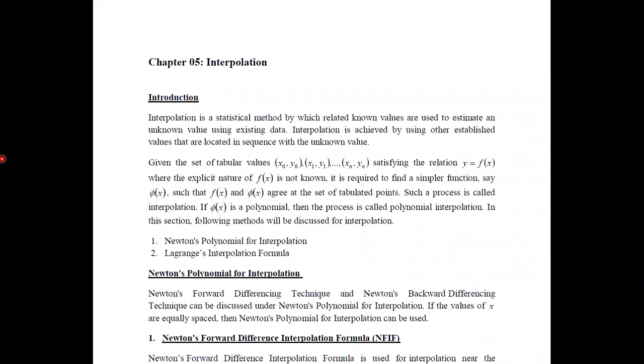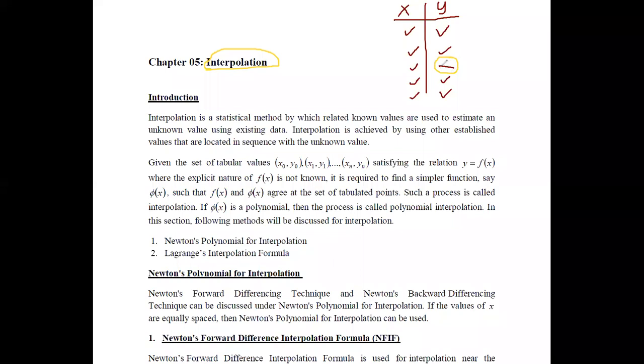Now think about if you have a set of x values here and a set of y values. If you know this pair of values, and you know one x value here but the y value here is missing, and you know some other values here also, the technique that we can use is interpolation. Based on the existing values, we are going to estimate the value for this missing quantity.